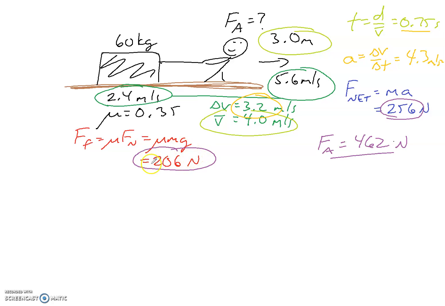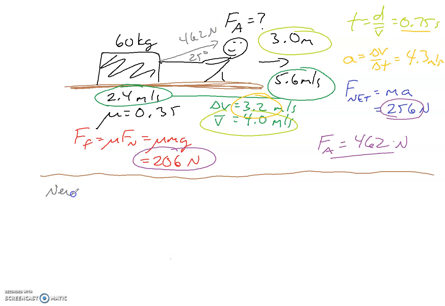206 of that is being taken away by friction, and the remainder of that is 256 newtons. So now let's change the situation a little bit. Instead of him pulling straight, what if he pulled at an angle? So instead of just pulling straight across, what if he pulled this way, let's say at a 25-degree angle, and there's the 462 that we found. What would his acceleration be now?